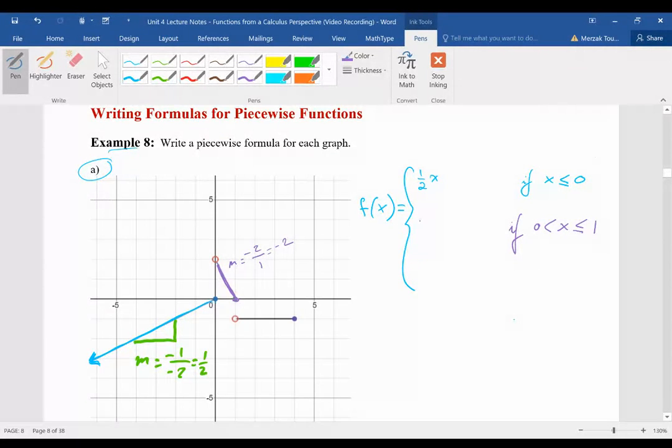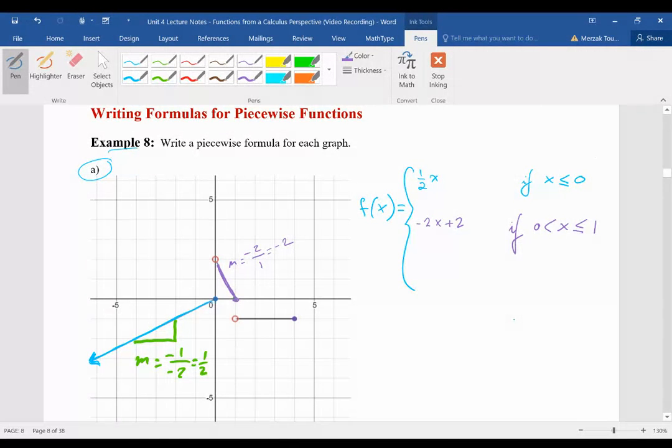So in this case, the equation of this segment is negative 2x plus 2, mx plus b. m is negative 2, and b is the y-intercept, which is 2. So negative 2x plus 2.